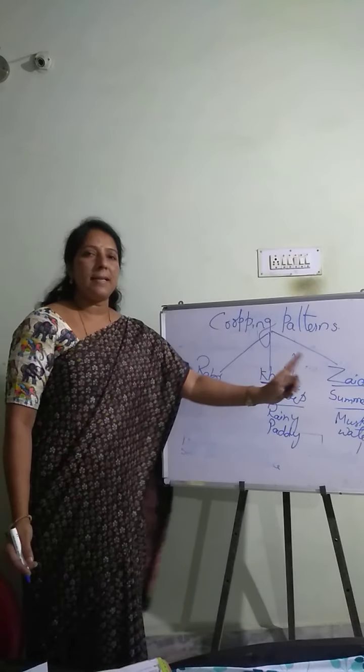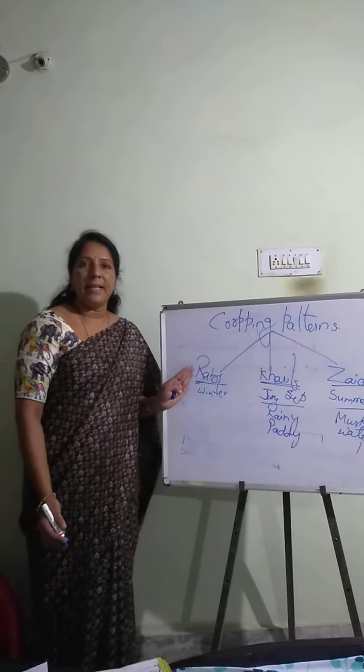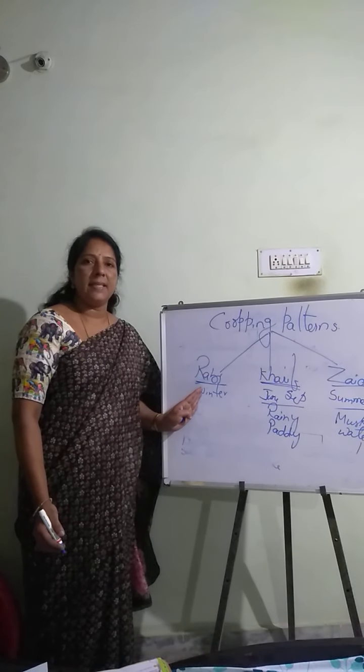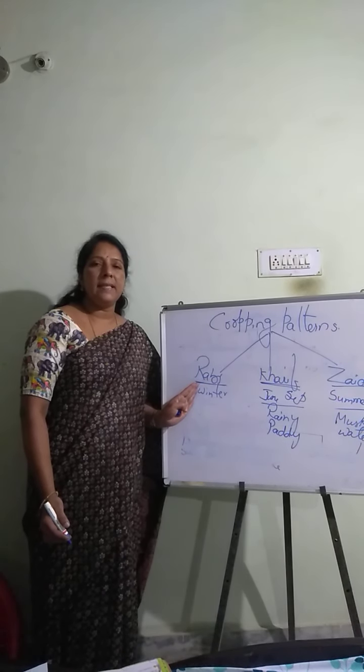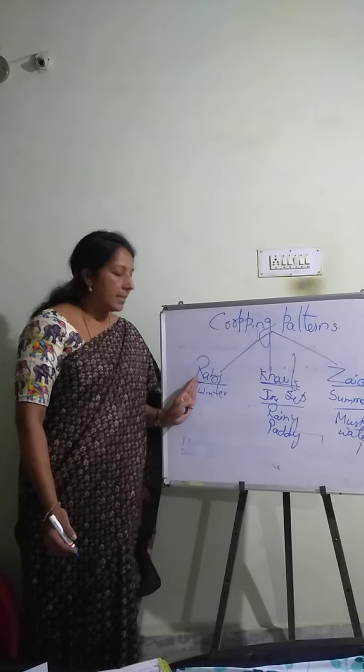There are three cropping patterns in India, that is Rabi, Kharif and Zaid. Rabi crop is called the winter crop as it starts with the winter season. The main important crop in the winter season is wheat. It is mostly followed in the northern and northwestern states of India.